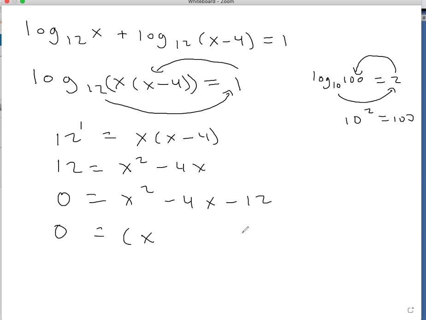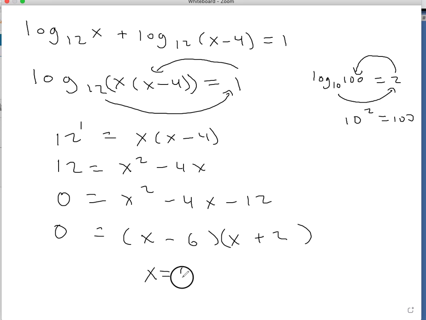So this does factor. Multiplies to negative 12, adds to be negative 4, would be negative 6 and positive 2. If I had tried to factor this and it didn't, and I tried to then solve with the quadratic formula and got no real solutions, that would be the case where this wouldn't solve. Here we're going to see a case where one of the solutions works and one doesn't.